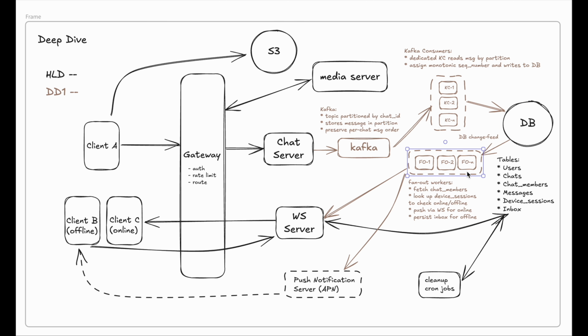Correspondingly, after we have the database change feed, which triggers the fan-out services, we can also add a group of workers, which is called the fan-out workers. They fetch the chat members, look up the device sessions to check their online status, push via WebSocket for the online users, and also keep a persistent inbox for the offline users to replay when they come back. So all the rest of the process is the same. So this is our deep dive number 1, where we can solve the problem of group chat ordering.